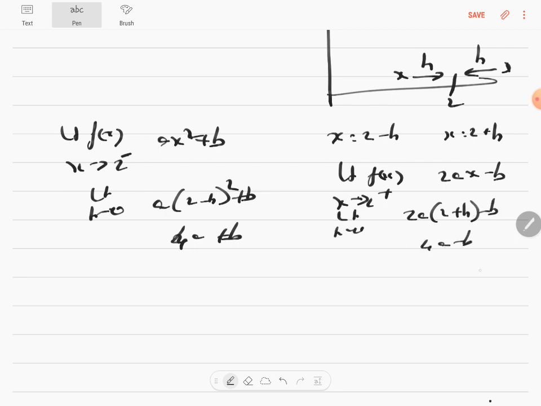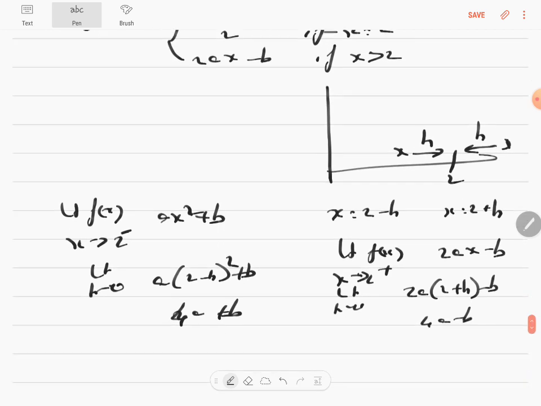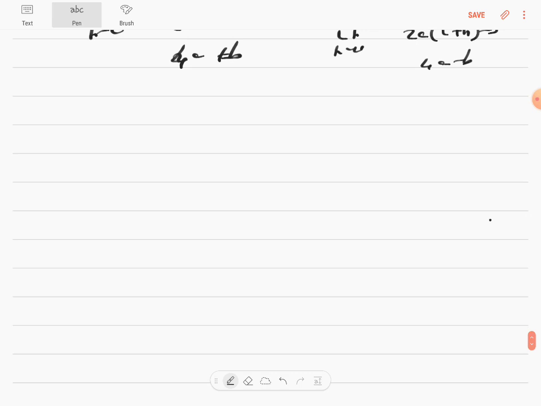So left limit is equal to right limit is equal to the value at that point. After that, it's all the same. So if they insist upon you doing h, you can do h, you know what it is. Okay, but I don't believe in it, so I won't do it.